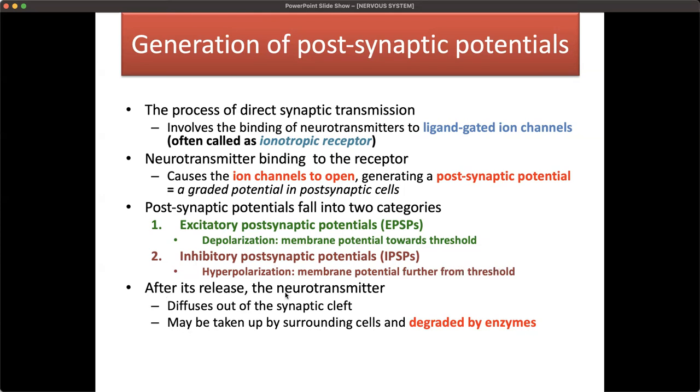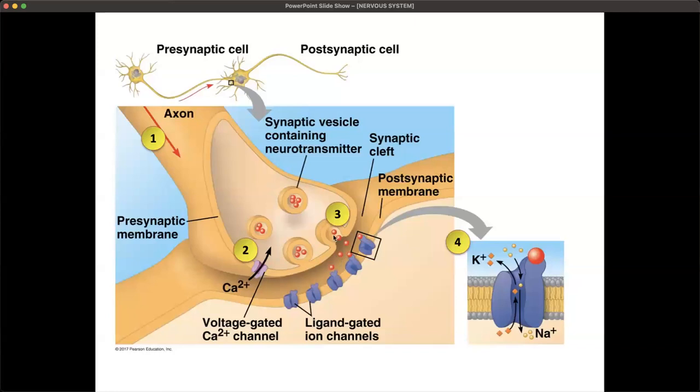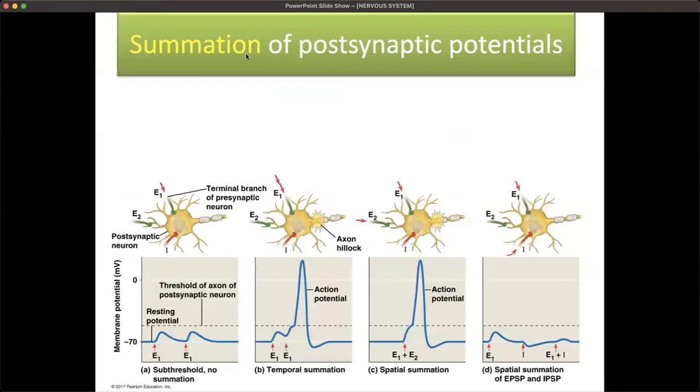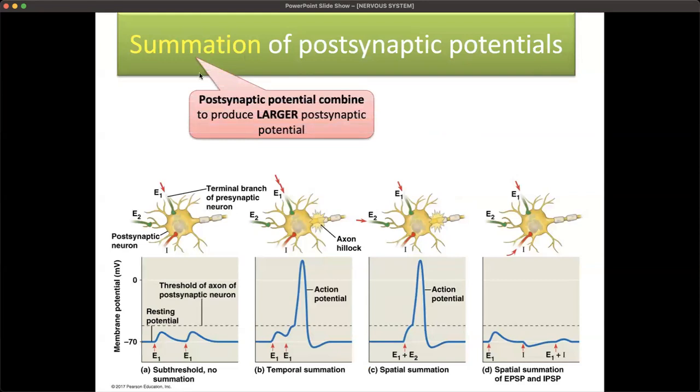So after the release, the neurotransmitter is going to diffuse out from the synaptic cleft, may be taken up by the surrounding cells and degraded by enzyme. Meaning when the neurotransmitter is already taken up, the excess is going to be degraded by an enzyme. It will eliminate it, and make sure there will be no neurotransmitter left over here. Okay, so this is the summation of postsynaptic potential.